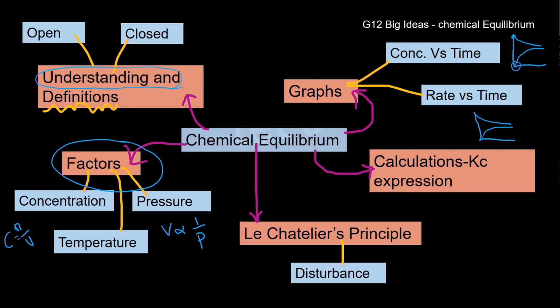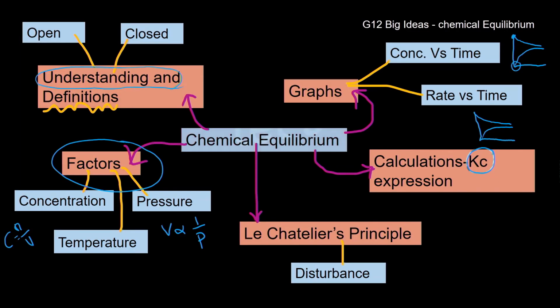Calculations. Calculations are usually involving the equilibrium constant. The equilibrium constant is denoted by Kc, and we have to write a very specific expression for the equilibrium constant that is particular for a reaction. It's not a general equation. It has to be very specifically set out for that reaction that you are being asked about or that you have been given. So we're going to have a look at Kc and the expression that we write for a specific reaction.